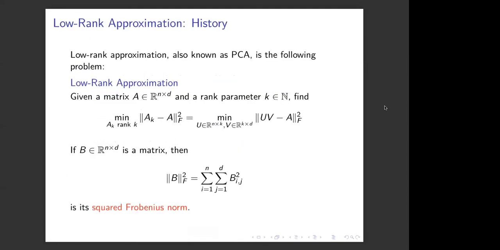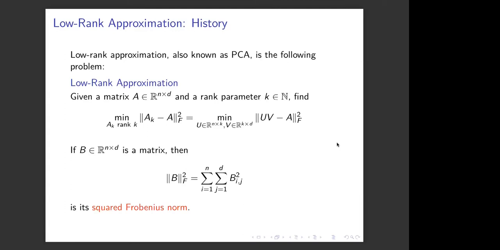So the original problem of low rank approximation is a very well-studied problem. So the problem is, given an n by d matrix A and a desired rank parameter k, find the best rank k matrix A sub k, which minimizes the distance to A. And by distance, I mean the squared Frobenius norm, which is the sum of the squares of the entries of the matrix. So this problem has tons of motivation, for example, in machine learning and computer vision.